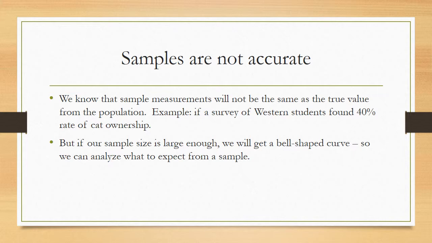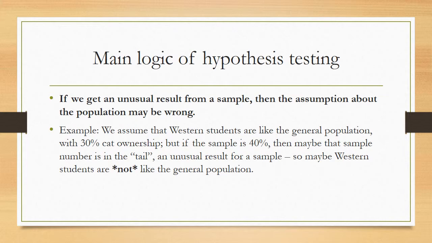Now, the logic of hypothesis testing goes like this. If we get an unusual result, that means that our assumption about the population may be wrong. So, I'm looking at my sample. I say, all right, I've got variation in my sample, and I can expect that, right? But if something happens which is unusual, then maybe there's something going on with my assumption. Remember, when we talked about this, we assume that a population and the sample distribution have the same mean, okay? But if we get some kind of an unusual result, it's like, well, wait a minute, that may not be right.